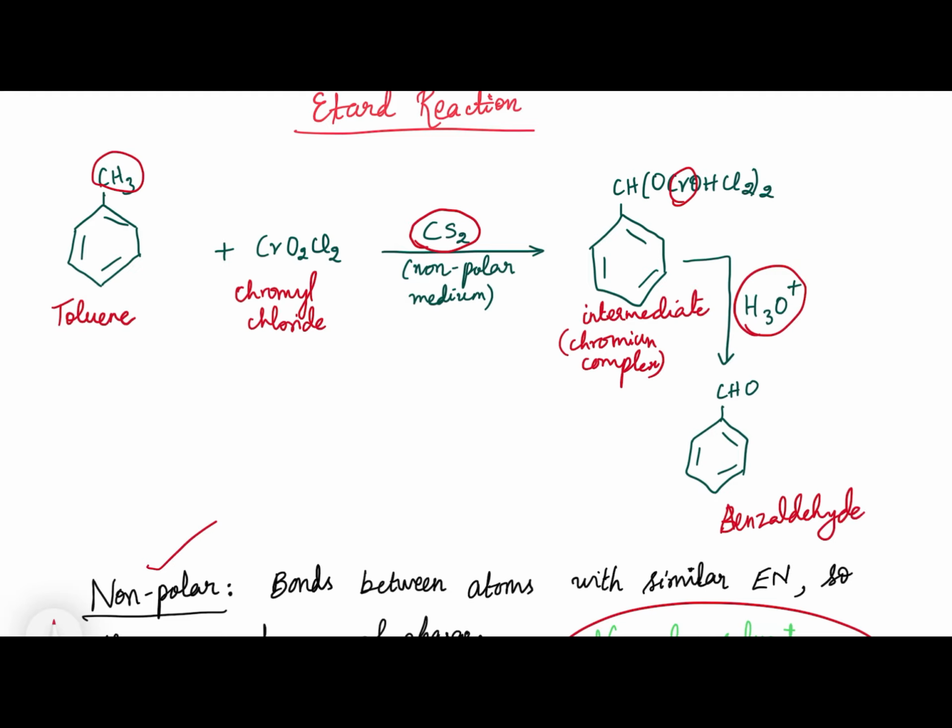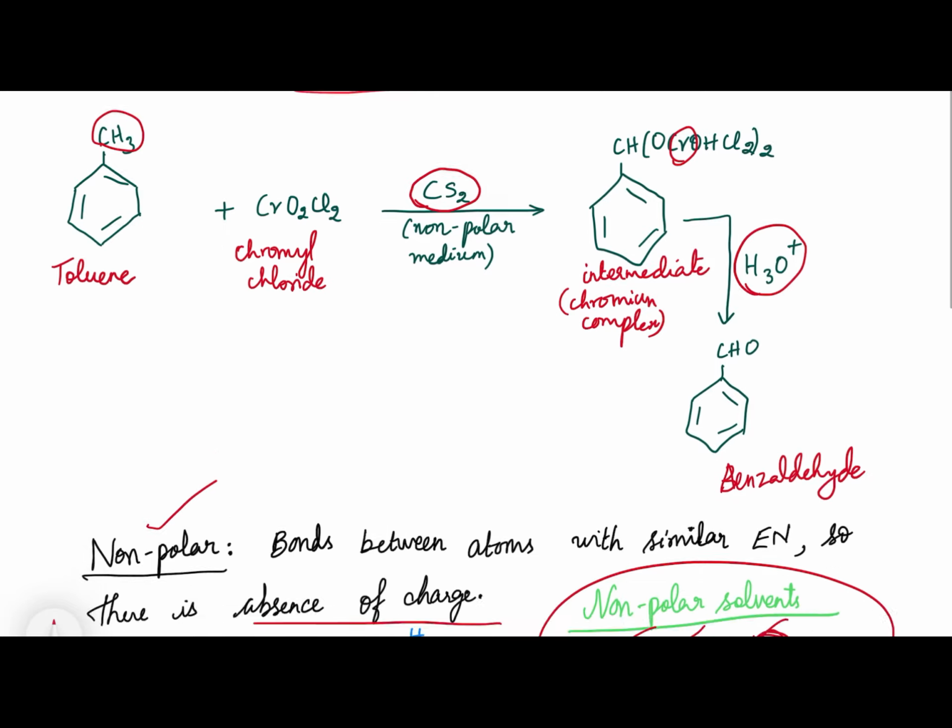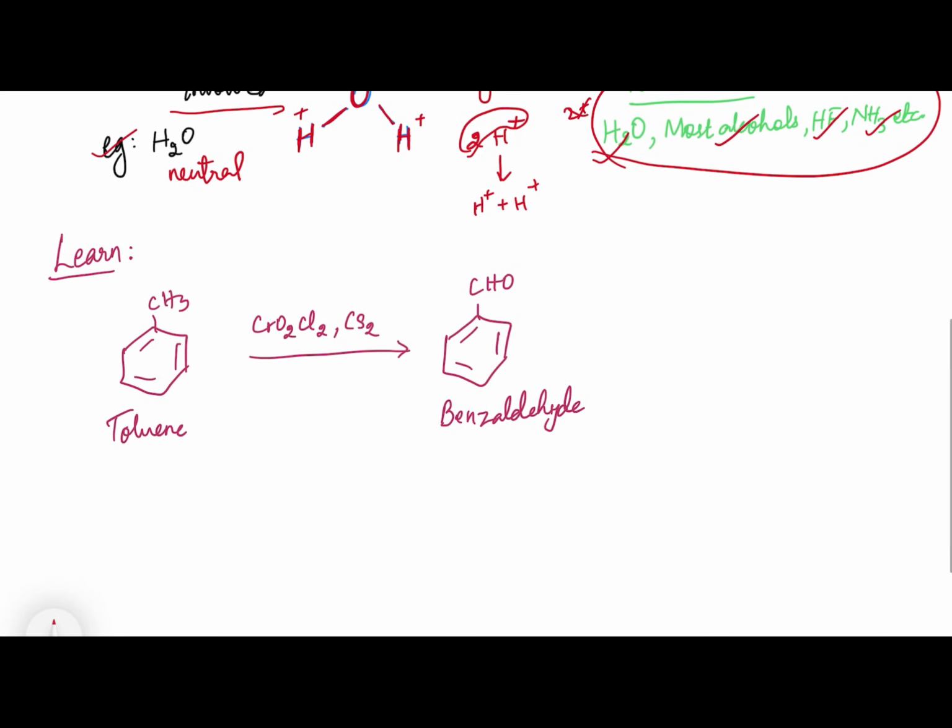So what happens in Etard reaction? You have toluene reacts with chromyl chloride in the presence of a non-polar medium like CS2, benzene, CCl4. An intermediate complex, which is a chromium complex, is going to be formed. It is unstable. When you are going to add water, what happens? The proton will react, H3O plus is going to react, and you are going to get benzaldehyde. So simply to remember, you can remember like this: toluene in the presence of a non-polar medium reacts with chromyl chloride to give benzaldehyde.